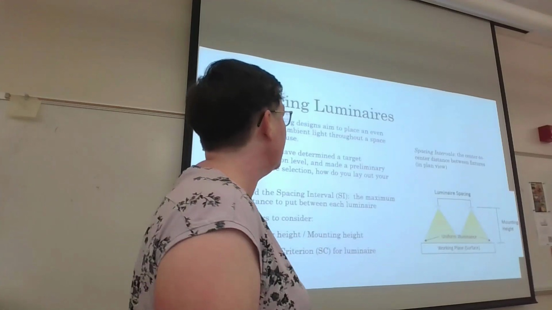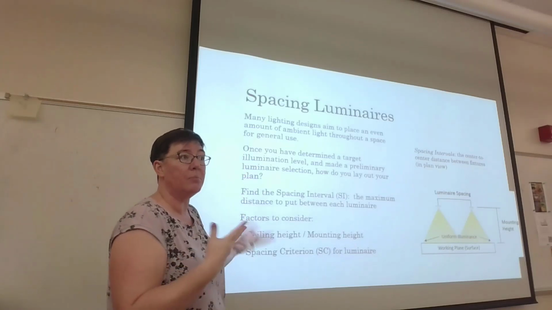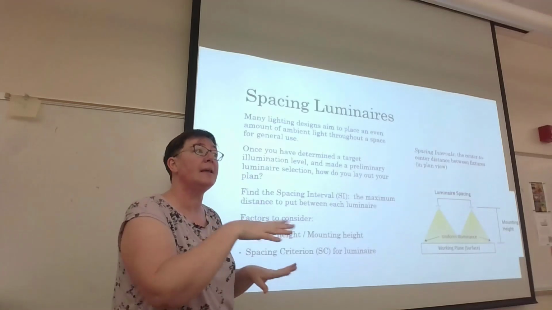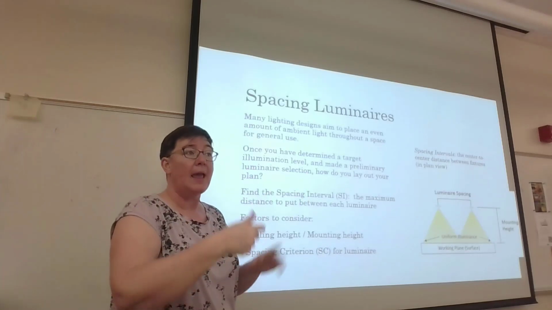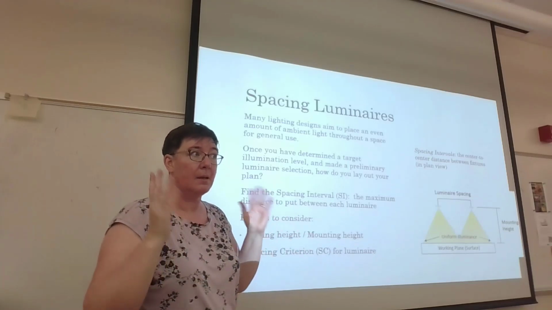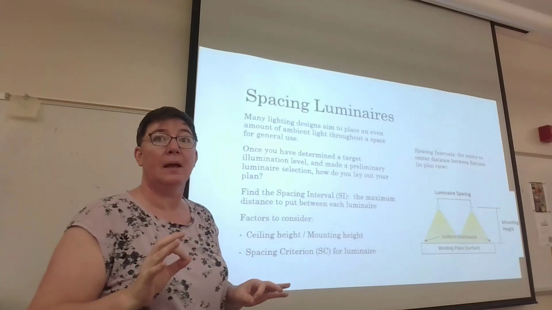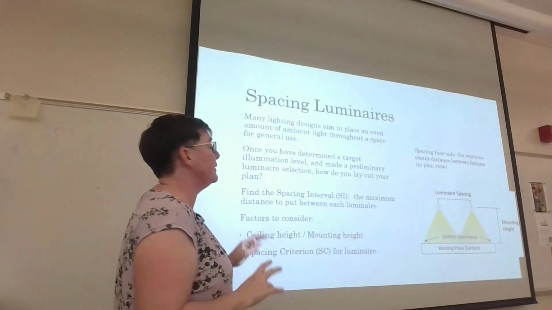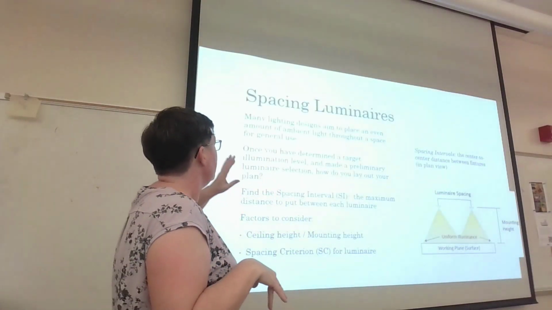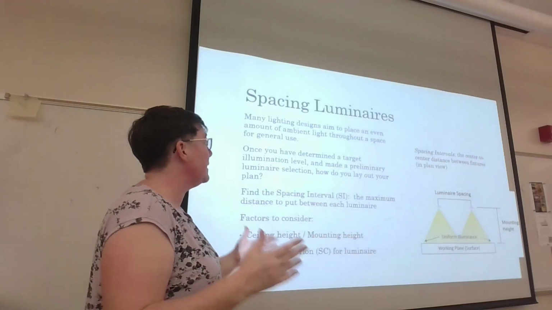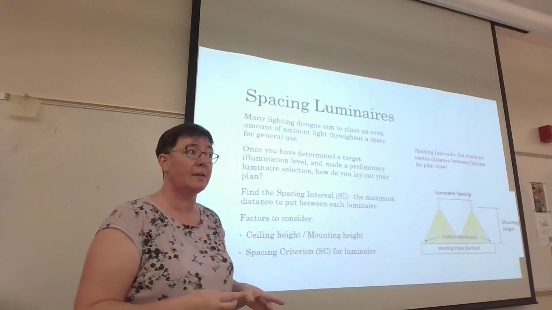Here we go. The next question is, once you have a target illumination level, you decided how bright you want it in the room, and you've just done those calculations we just did to make a preliminary luminaire selection and figured out how many of them. Now the question is, how do you place them in the room? So now we're talking about laying out the luminaire spacing. Many lighting designs, and we're talking about ambient lighting because we're still in the lumen calculation, will aim to place an even amount of ambient light throughout a space for general use. So how are we going to lay out the lighting plan to create this?